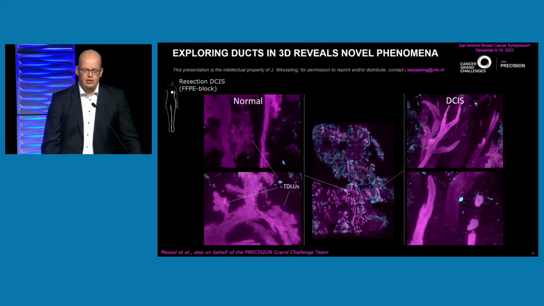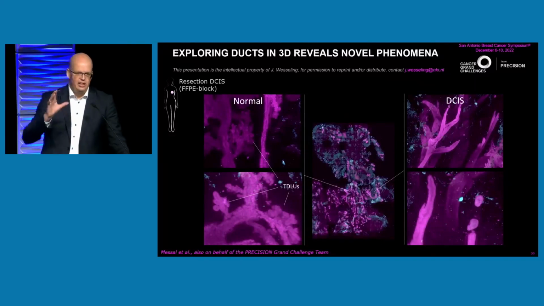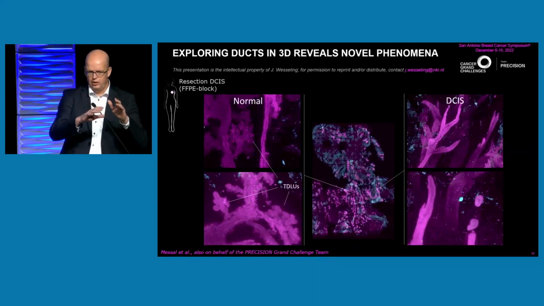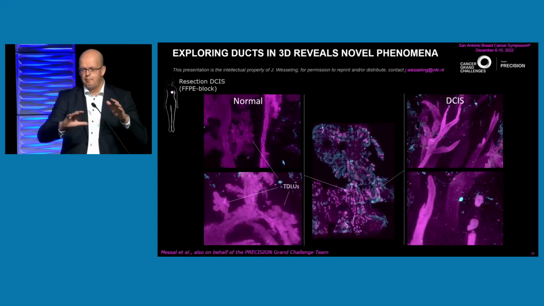And how does it relate to a 3D movie? I could not show the movie here, so I made pictures for this, where you have a part of the breast tissue. This is from an FFPE block with normal ducts and TDLUs at the left side and DCIS at the right side. Now there are 2 striking findings, or maybe 3.